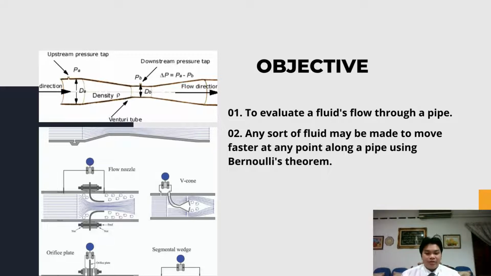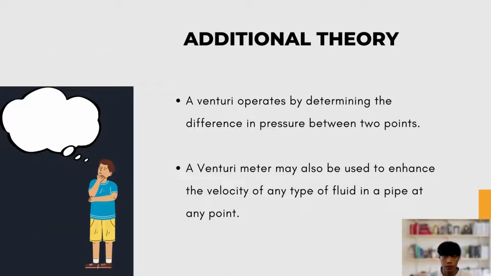So I'm going to explain the objective of our lab report. The objective of our lab report is to evaluate fluid flow through a pipe, and any sort of fluid may be made to move faster at any point along a pipe using Bernoulli's theorem.